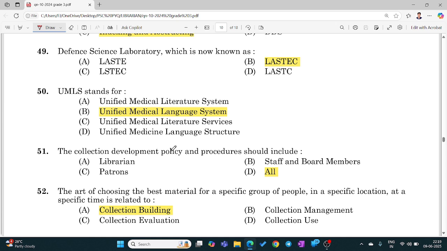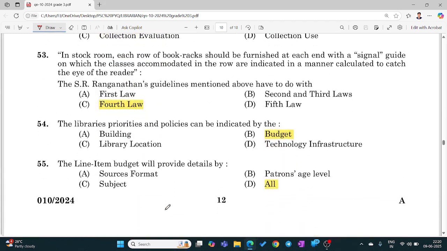The collection development policy and procedures should include librarian, staff and board members, and patrons. The art of choosing the best material for a specific group of people in a specific location at a specific time is related to collection building.